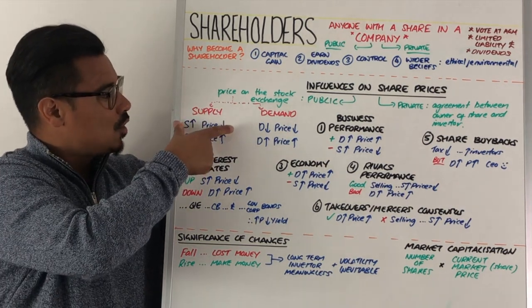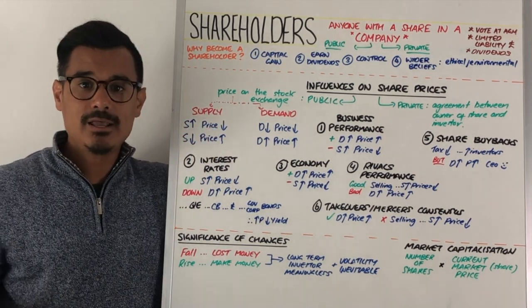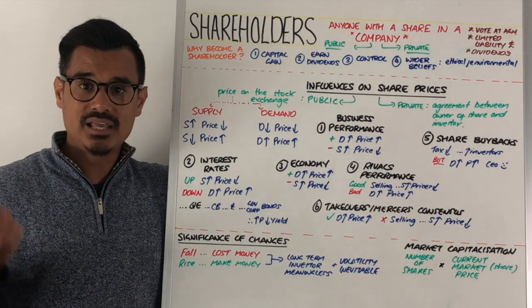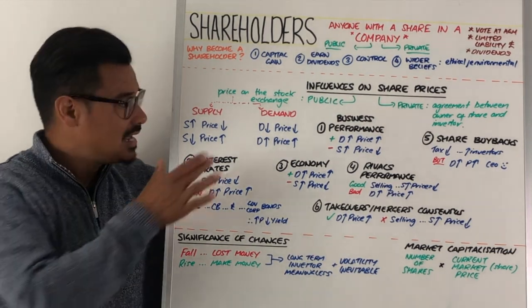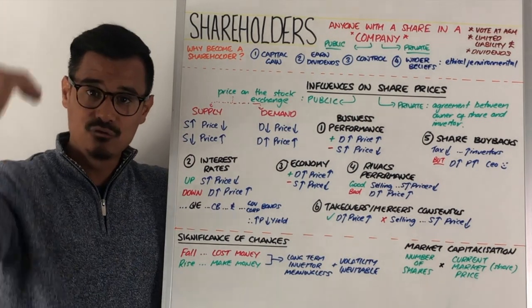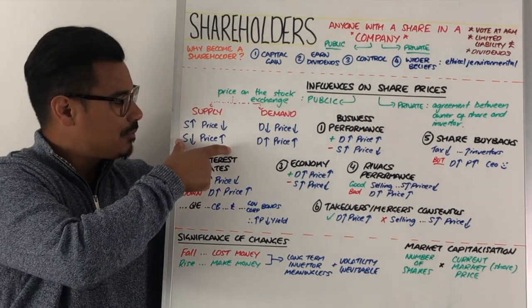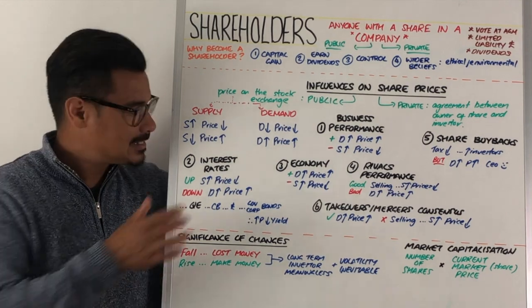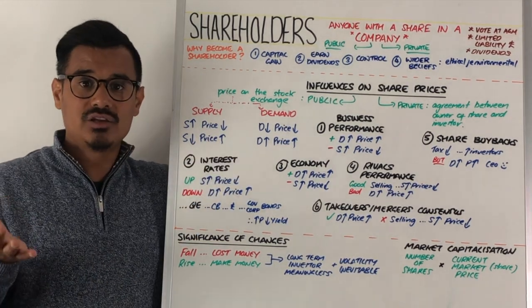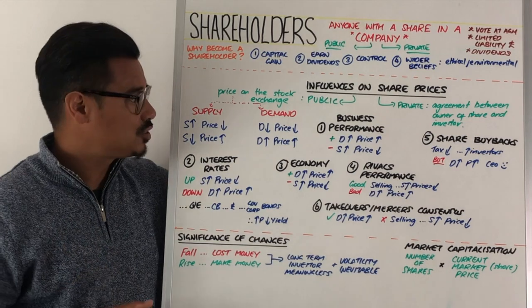Putting it simply, on the supply side, if there is an increase in supply of shares, it could be that there has been a sell-off of shares, so there is more supply of those shares, it will lead to the price of shares falling. And naturally, the reverse would happen. If there are less shares, so there is less supply, they're more scarce. So if they're more scarce, it will increase the price of them. It will inflate the price of those shares.